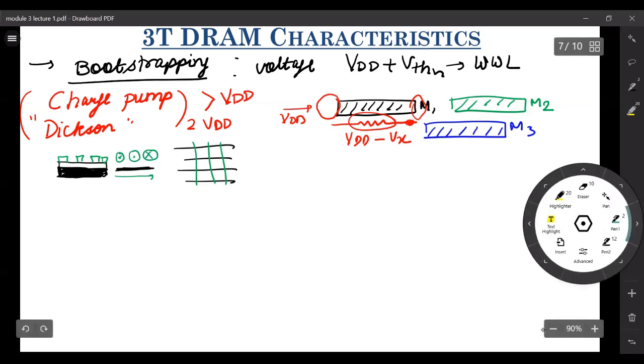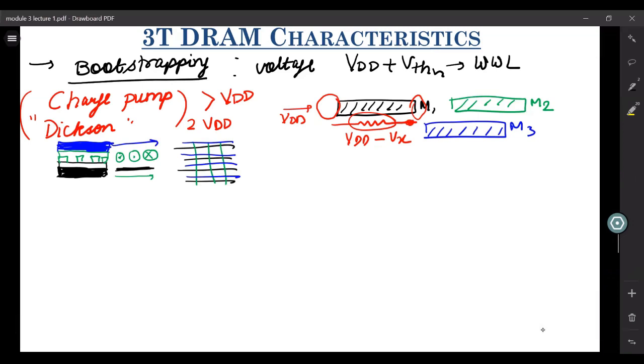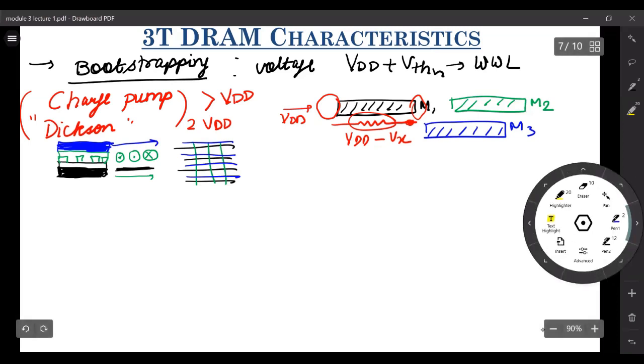Now on top of this, again you have some interlayer dielectric, ILD, and then you have this metal 3, which again goes in the same direction. This also goes in this direction. So metal 3 also, you route along this direction itself. Okay, now with this kind of understanding, let me tell you what is called bootstrapping.